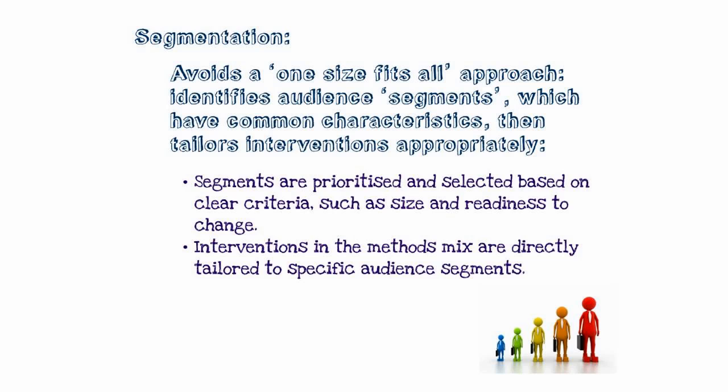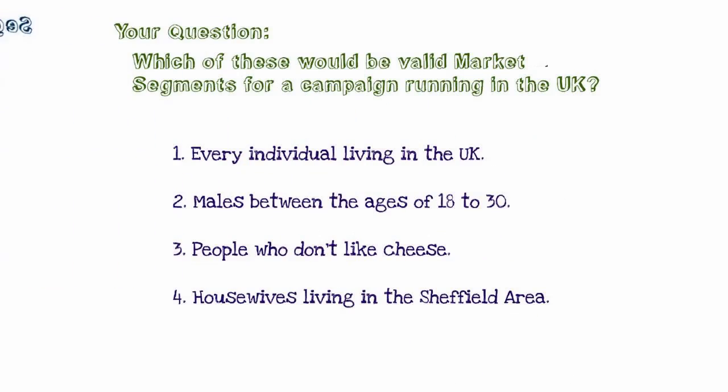Now I'm just going to ask you another question. Which of these would be valid market segments for a campaign running in the United Kingdom? Click on pause if you want to consider the question, as I'm just about to give you the answer. The answer is 2, 3 and 4. Now, if the campaign was global, then 1 would be valid. But as it stands, it is the whole market and thus cannot be a segment of it.